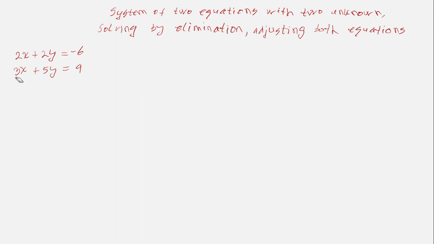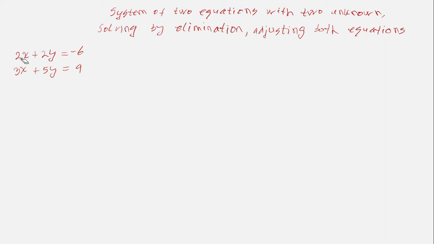So in this case, if we would just add them together right away, what would happen? 2x plus 3x, 5x, so x is not eliminated. 2y plus 5y, 7y, so y is not eliminated. So just adding them the way they are will not work.